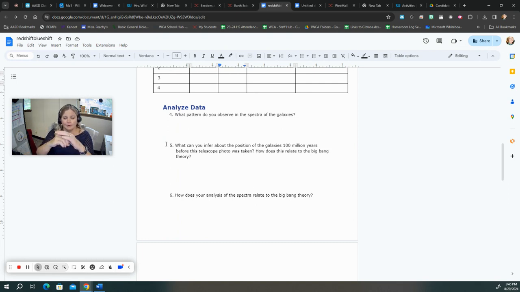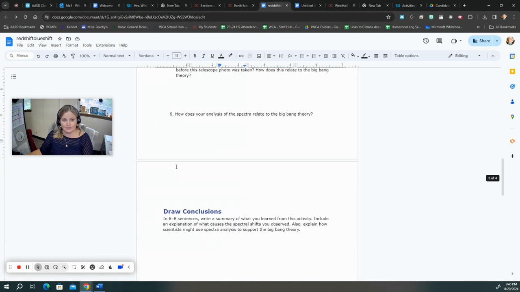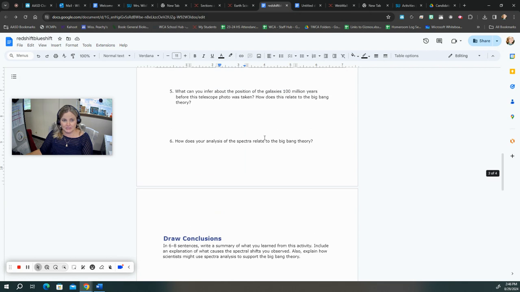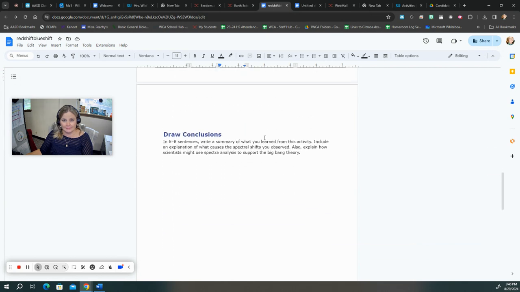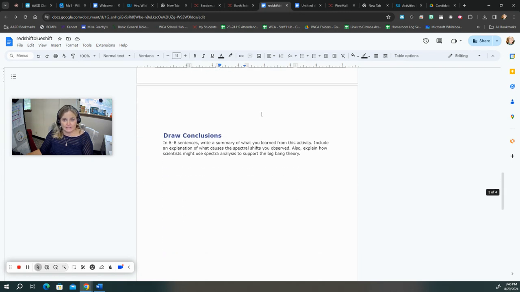And again, if our universe has expanded, if it's expanding and we rewind time, would those galaxies be closer to us or farther away? And how do you think this relates to the Big Bang Theory that you've learned about? Number 6, how does your analysis of the spectra relate to the Big Bang Theory? It's kind of just a restatement. It's similar to question 5, but you're looking at the spectrum itself versus just the pictures.